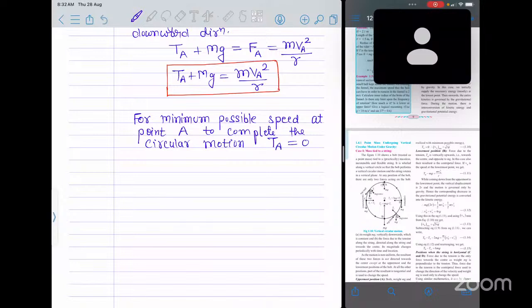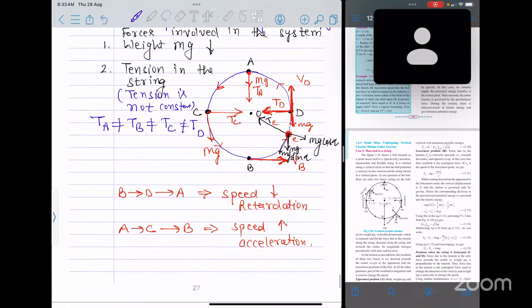You can imagine it: if you have a ball attached to a string and you try to rotate it from point B to point A, as the ball goes from point B to point A, tension will be decreasing. Tension will be maximum possible when you try to give circular motion to the ball at point B, and at point A, tension will be minimum possible. So for minimum possible speed at point A to complete the circular motion, tension at point A will be 0.